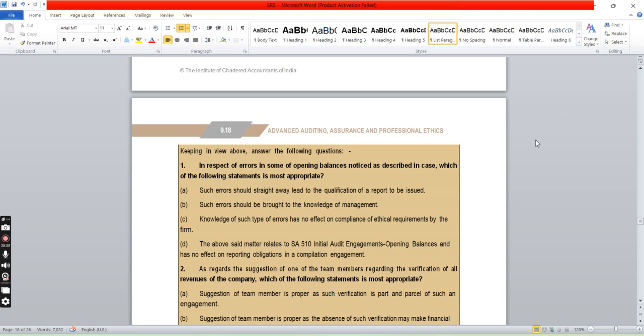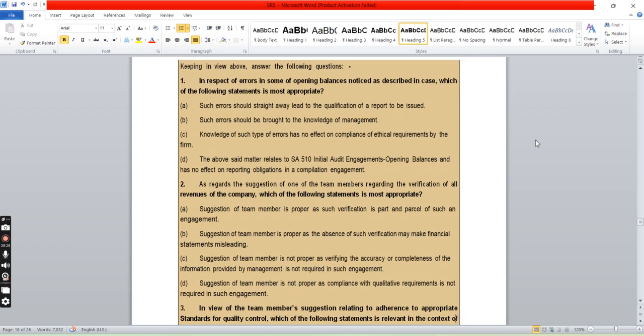In respect of errors in the sum of the opening balance noticed as described in the case, which one of the following statements is most appropriate? Such error should straight away lead to qualification of the report to be issued. Such error should be brought to the knowledge of management. Knowledge of such type of error has no effect on compliance with ethical requirements by the firm. The above said matter relates to SA-510, that is initial audit engagement opening balance, and has no effect on reporting obligation in a compilation engagement.